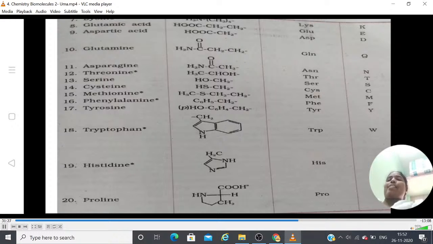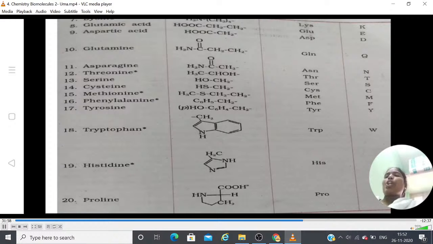Next amino acid, asparagine. The structure present in this amino acid, as the alkyl group, is NH2CONH2. The 3 letter symbol is ASN, and the code letter is N.